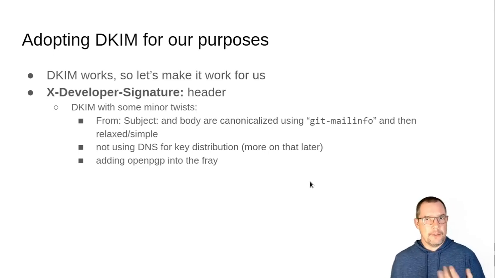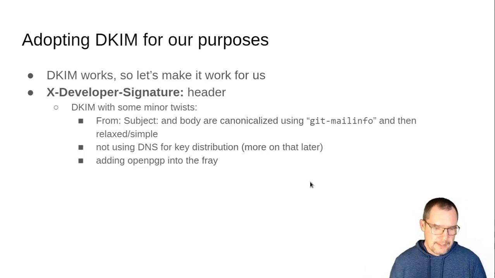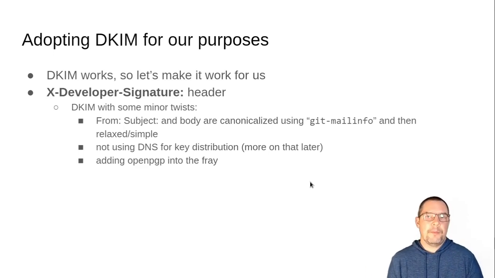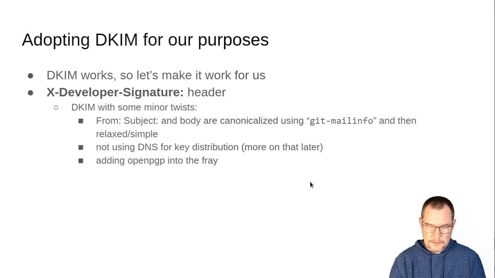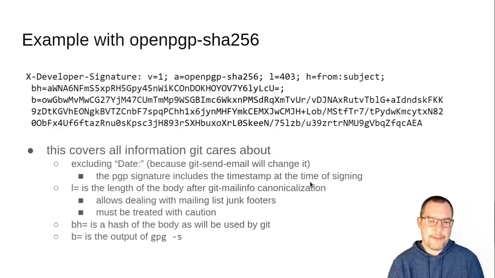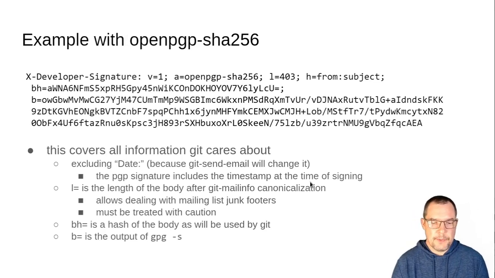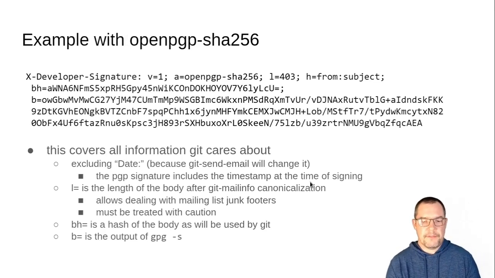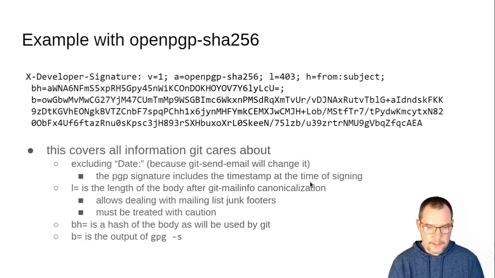Then we're going to canonicalize using simple. And then we're not going to use DNS for key distribution, but we are going to use our own keyrings. I will talk slightly about that in the future. And we're going to use OpenPGP instead of RSA or Ed25519 directly because it just makes sense for us as a kernel development community, because we already are using OpenPGP quite extensively for a lot of other things. So this is the example with OpenPGP and SHA-256. We use OpenPGP for actual signatures. We use SHA-256 for creating the hashes of the body and each of the headers.